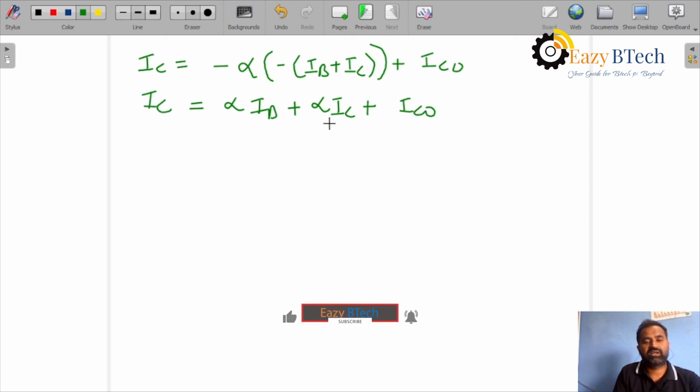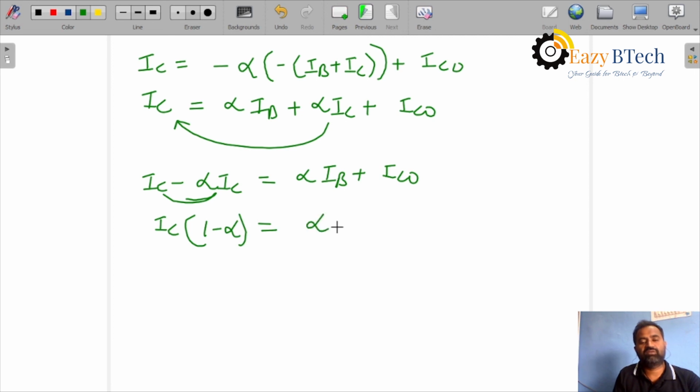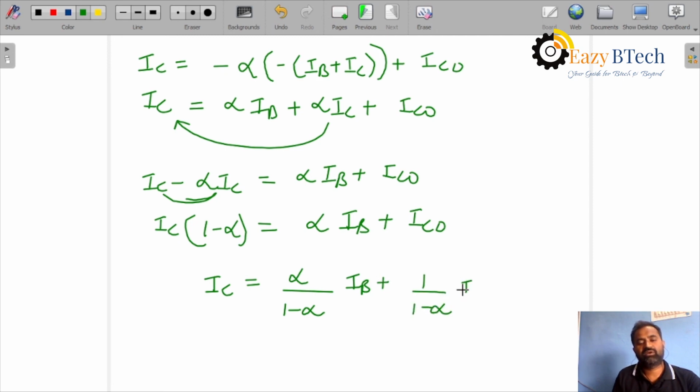Now bring this to this side: IC minus alpha IC is equal to alpha IB plus IC naught. Make IC common: IC into 1 minus alpha is equal to alpha IB plus IC naught. Now from this you write IC is equal to alpha by 1 minus alpha into IB plus 1 by 1 minus alpha into IC naught.